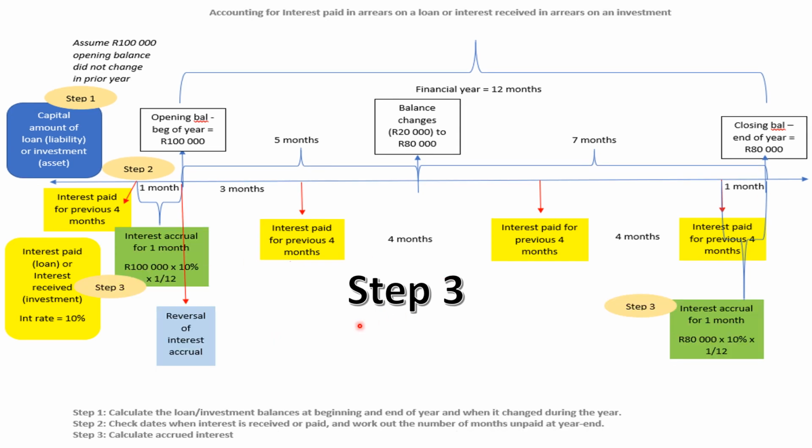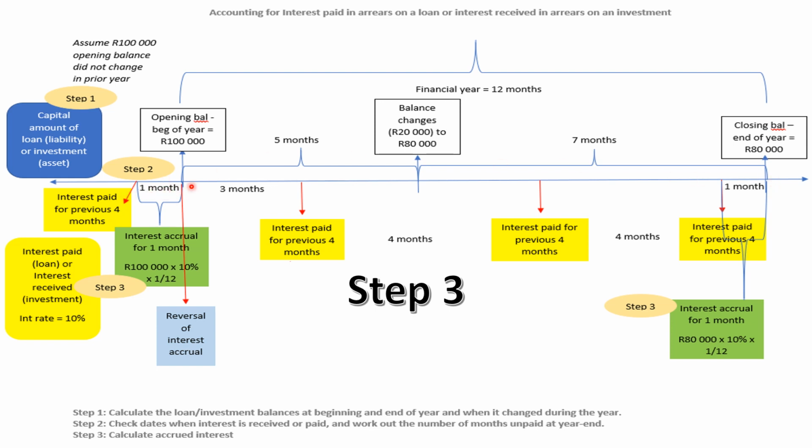And the reason we're doing that is because now in step 3, we're going to calculate the accrued interest at the end of every year, because we are saying that we get asked to do a general journal entry, or we need to know how much the interest accrual is at the end of the previous year and the end of the current year.